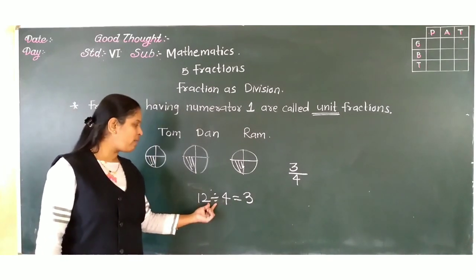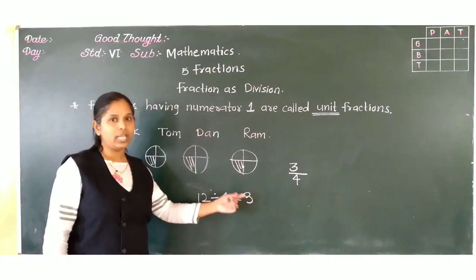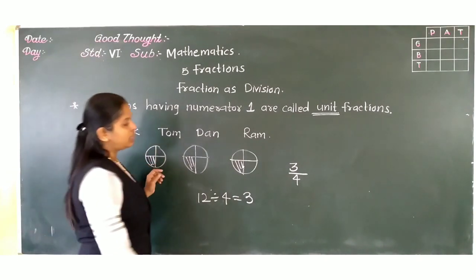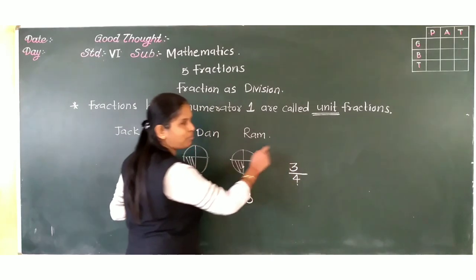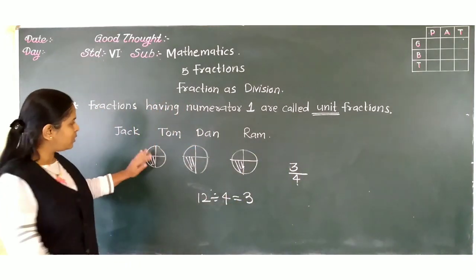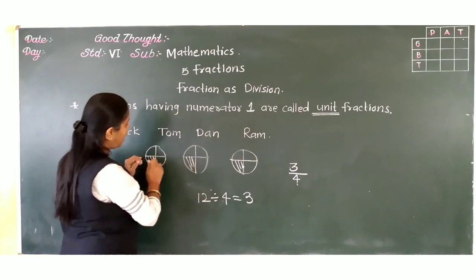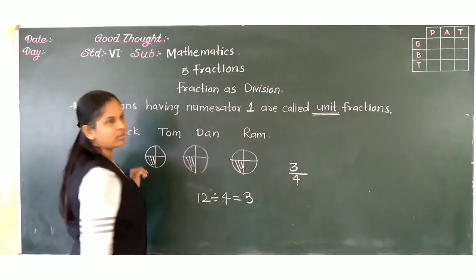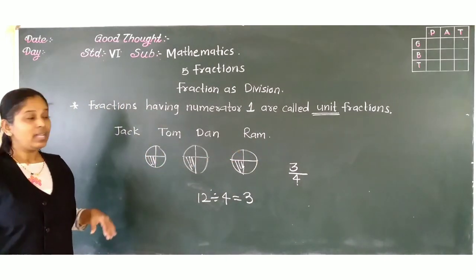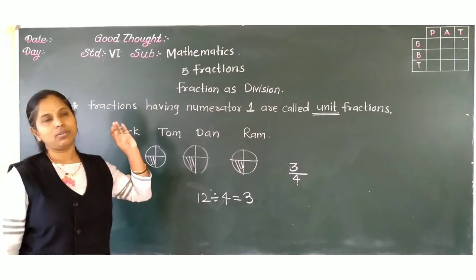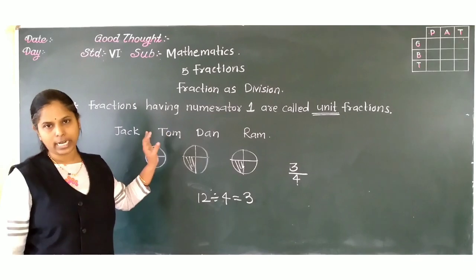Friends are 4, so divided by 4. The answer we got is 3. So each friend will get how much part of the pizza? Out of 4, 3 parts each. See here: 1, 2, 3, 1, 2, 3, 1, 2, 3. That 3, and this 1, 2, 3, the last one will get. Correct? That means out of 4 parts, 3 parts each friend will get.